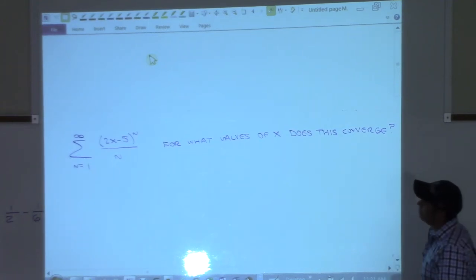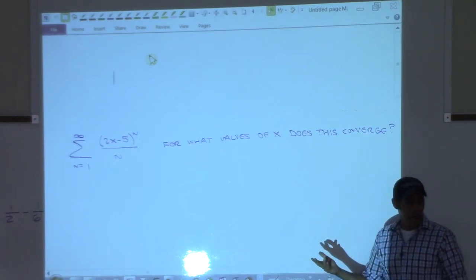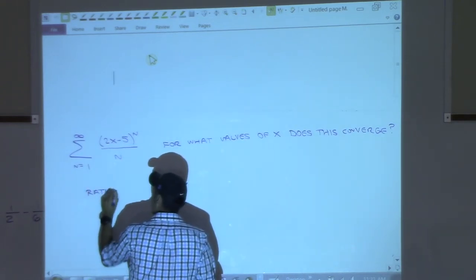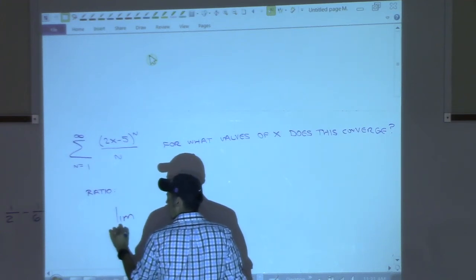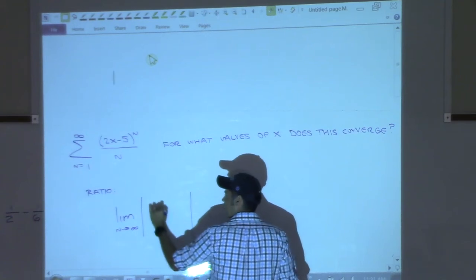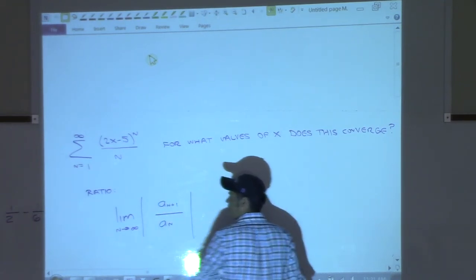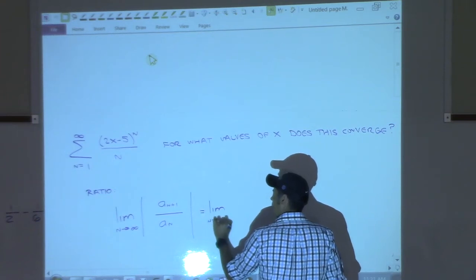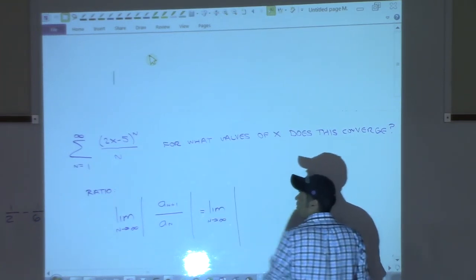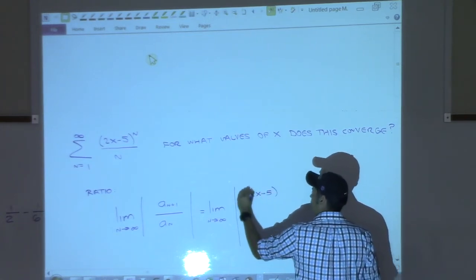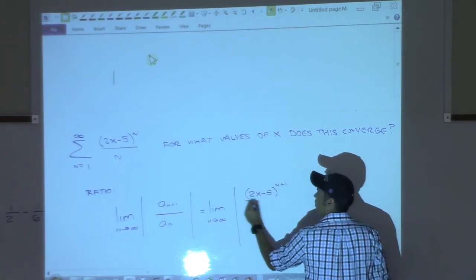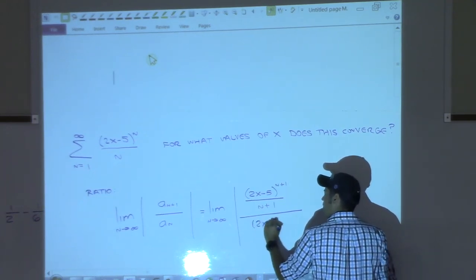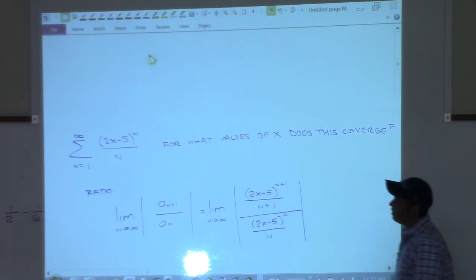So we want to know the values for which this converges. We want to use a ratio test here, right? That seems to be the nice test that we learned last time. So if we run a ratio, what does the ratio test say? I need to take the limit as n goes to infinity of the absolute value of a sub n plus 1 over a sub n. Okay, so if I do that, I'm going to have (2x minus 5) to the n plus 1 over n plus 1, over (2x minus 5) to the n over n. We did do some of this, I feel like. I'm supposed to figure out the limit of that.